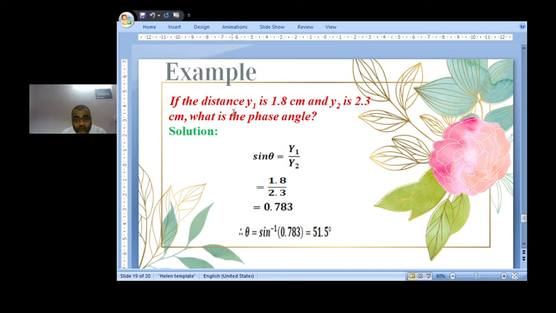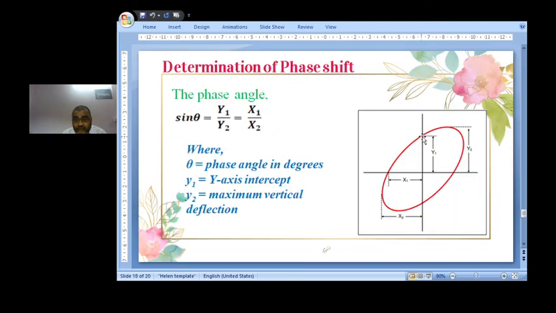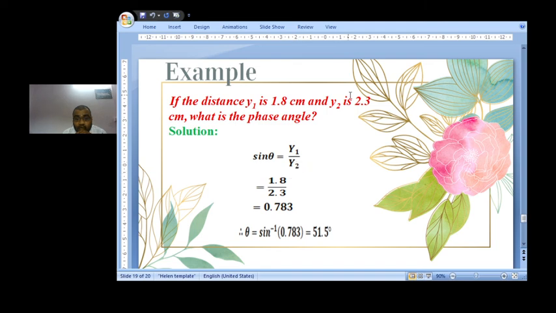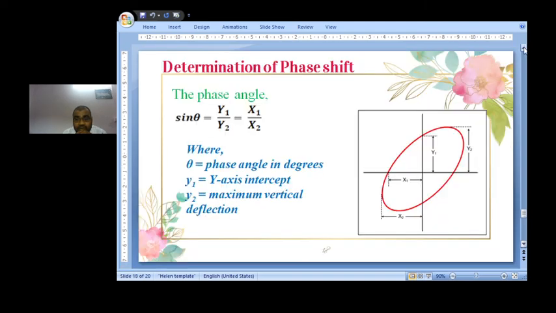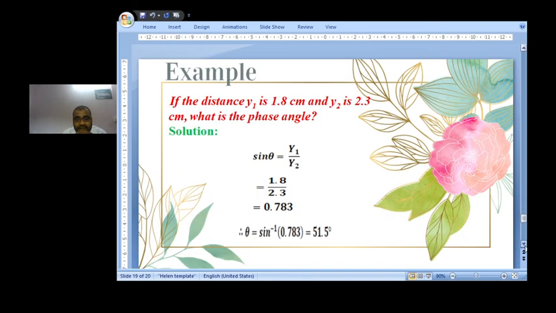If the distance y1 is 1.8 centimeters, and y2 is 2.3 centimeters, then theta is sine inverse of this ratio, which is 51.5 degrees. So the phase difference between the two constituent AC waves is 51.5 degrees.